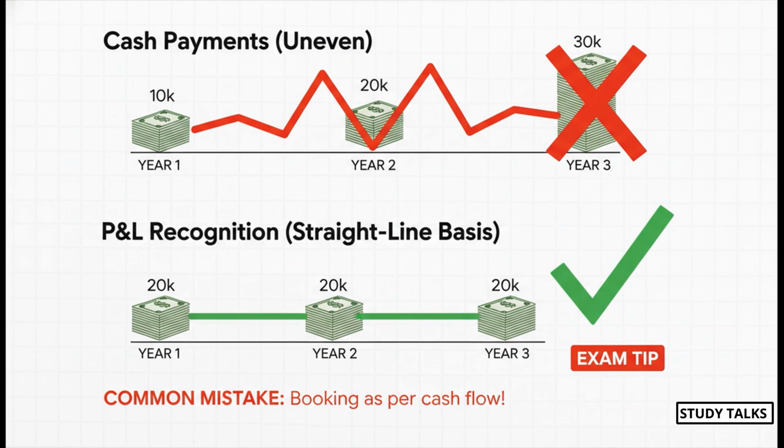AS 19 says you must recognize the income or expense evenly over the lease term because that's how you're getting the benefit. It doesn't matter what the cash flow looks like. So if your rent is 1 lakh the first year and 3 lakhs the second year, your total is 4 lakhs. You have to book 2 lakhs as an expense in your P&L each year.